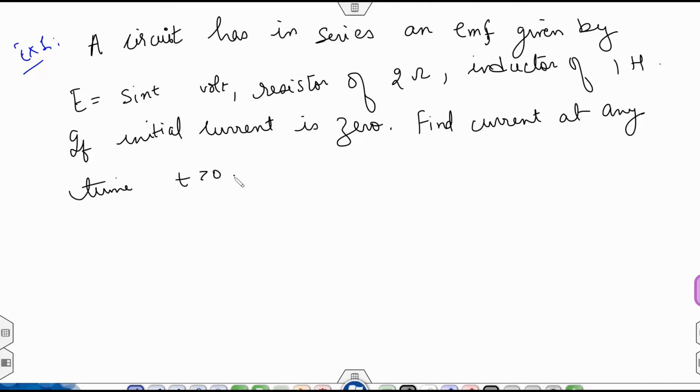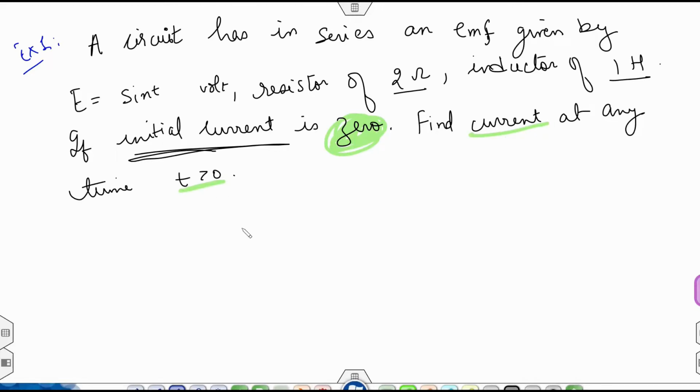So now you know the use of the differential equation: you have been given the information about the circuit and you know the initial current, right? The initial current is given to be 0. Now the question is asking to find the current at any time t greater than 0.